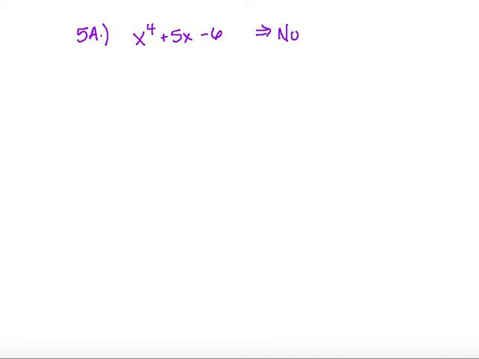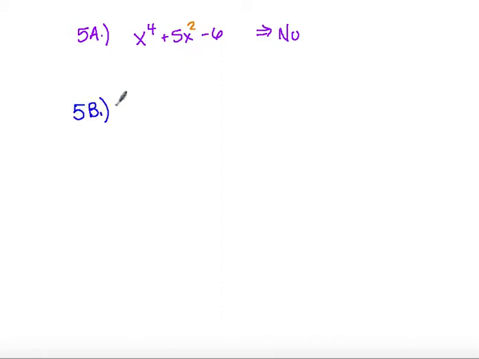And the reason for that is that this would have to be a squared term so that I could factor that first term into a pair of x squareds. So no, that cannot be done using factored form of a quadratic problem.